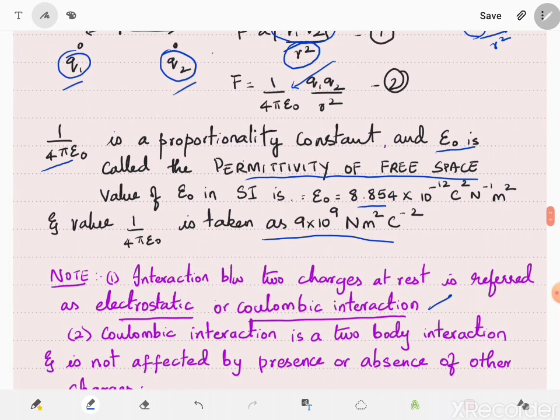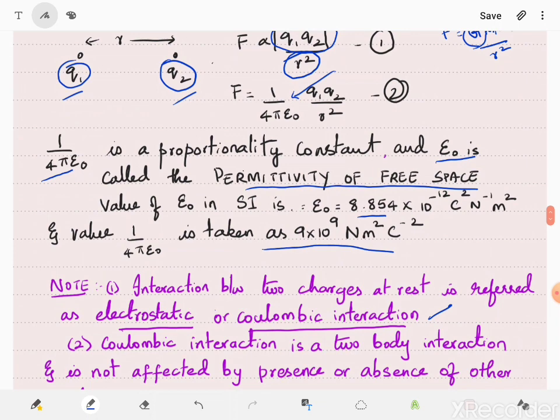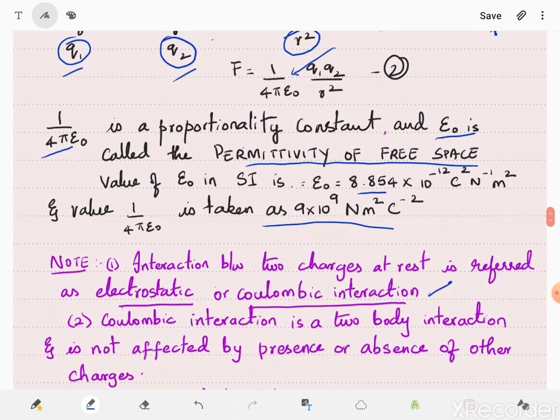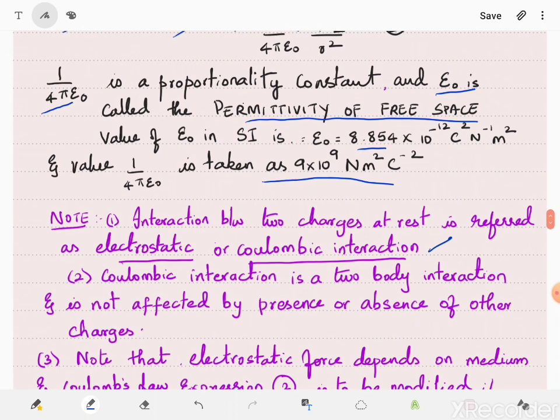Also notice that Coulombic interaction is a two-body interaction and is not affected by presence or absence of other charges. This is quite similar to the universal law of gravitation, or the force of interaction between two masses. The force of attraction between two masses is also not affected by presence or absence of other masses. Similarly, Coulombic interaction is also not affected by presence or absence of other charges.